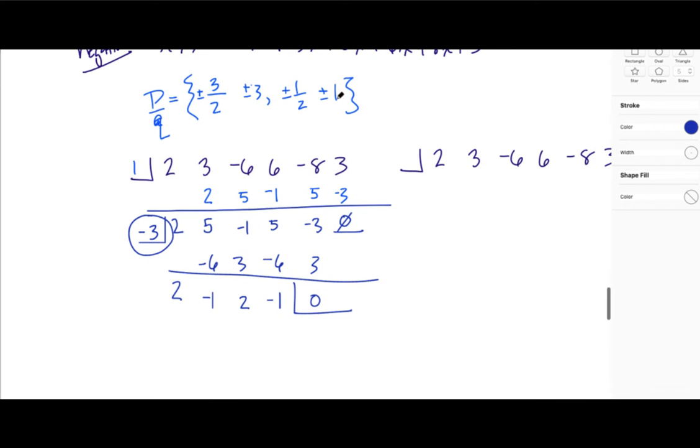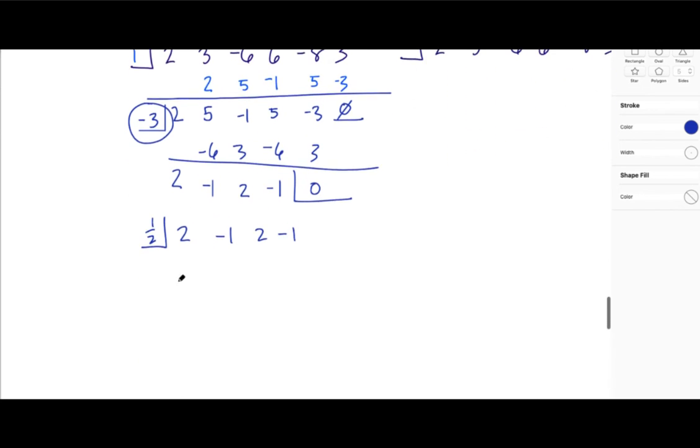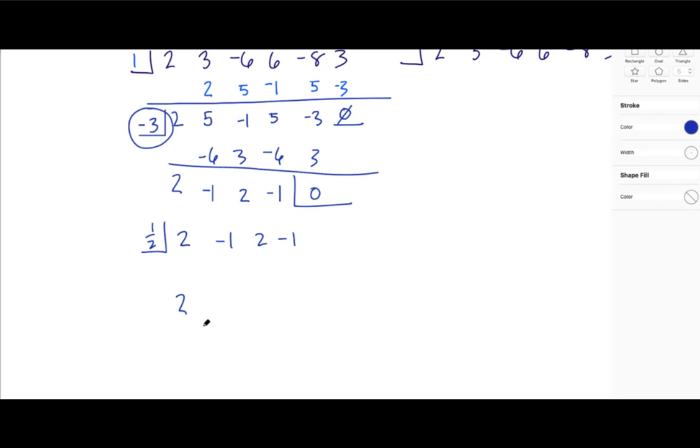So there's a whole lot going on, but I'm going to choose the numbers that I know work. So 1/2 is the next one. Let's see how that works out. So we've got 2, negative 1, 2, and negative 1. I'm just sliding this all down, and I bring down my 2. 1/2 times 1. 1/2 times 2 is 1. That gives me a 0. That times 0 times 1/2 is 0. Bring down my 2. 1/2 times 2 is 1, and I get 0.